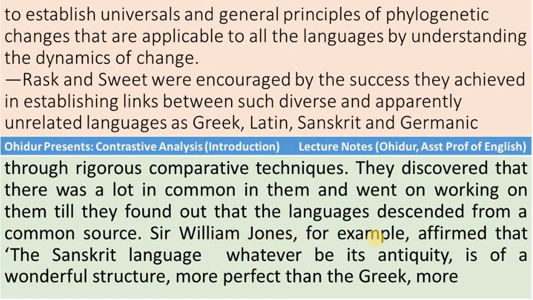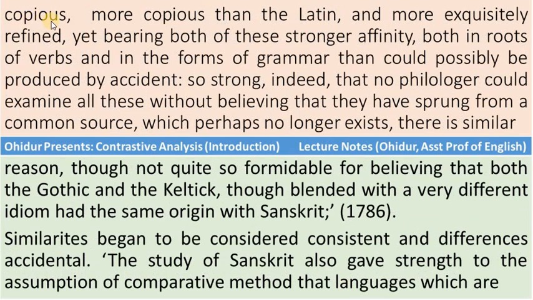Sir William Jones, for example, affirmed that the Sanskrit language, whatever be its antiquity, is of a wonderful structure, more perfect than the Greek, more copious than the Latin, and more exquisitely refined than either, yet bearing to both of them a strong affinity, both in the roots of verbs and in the forms of grammar, than could possibly have been produced by accident. So strong indeed that no philologer could examine all three without believing that they have sprung from a common source, which perhaps no longer exists.